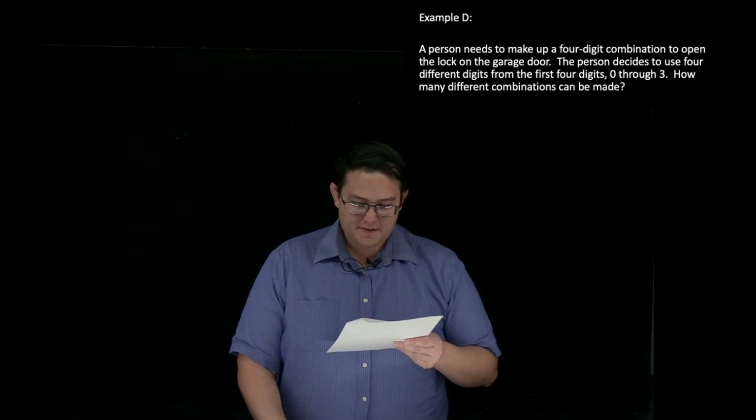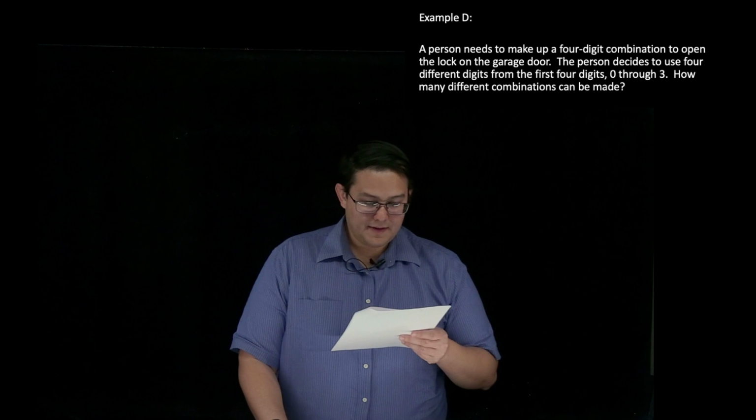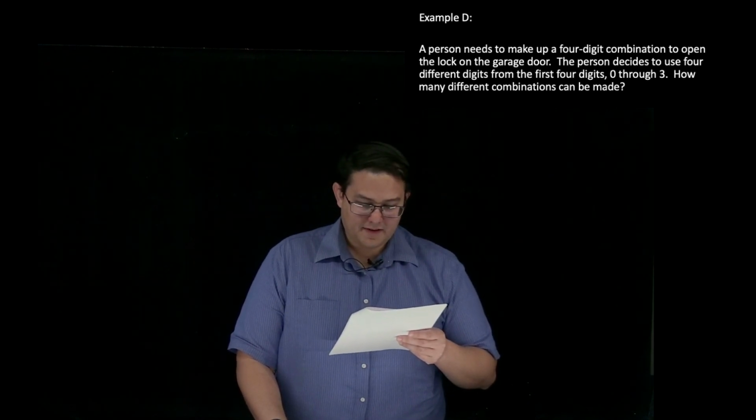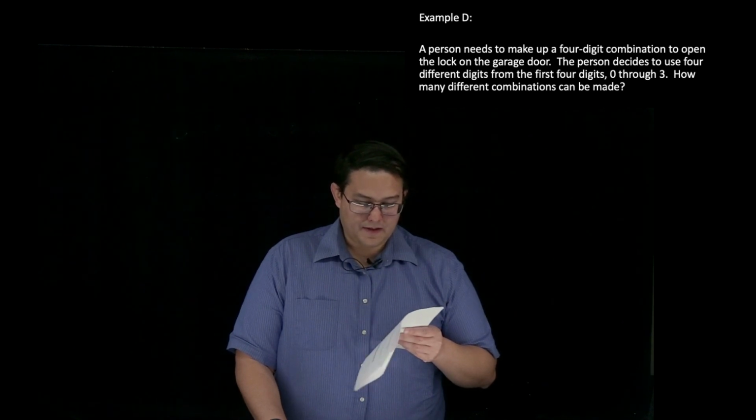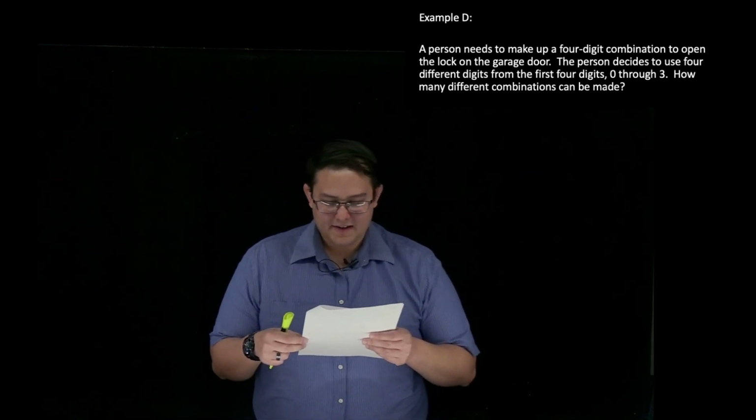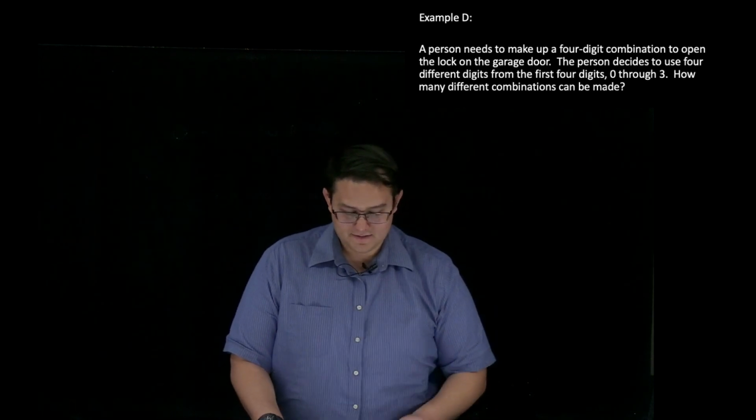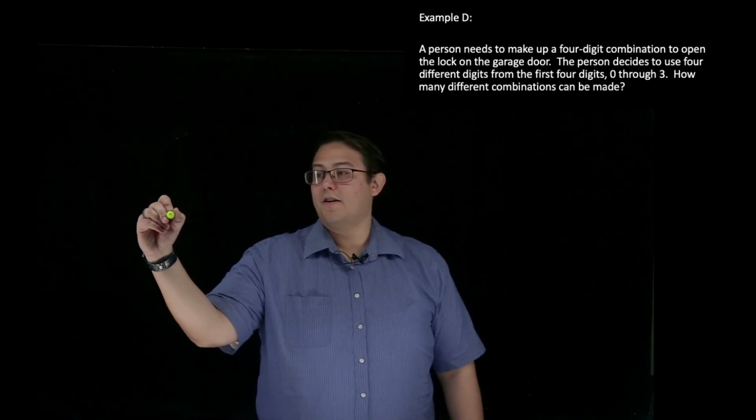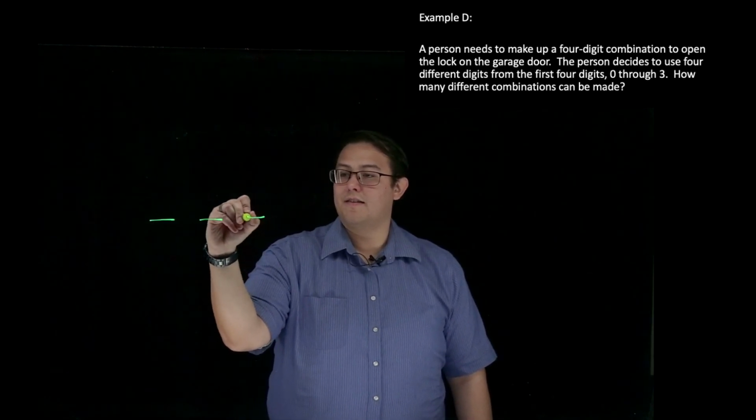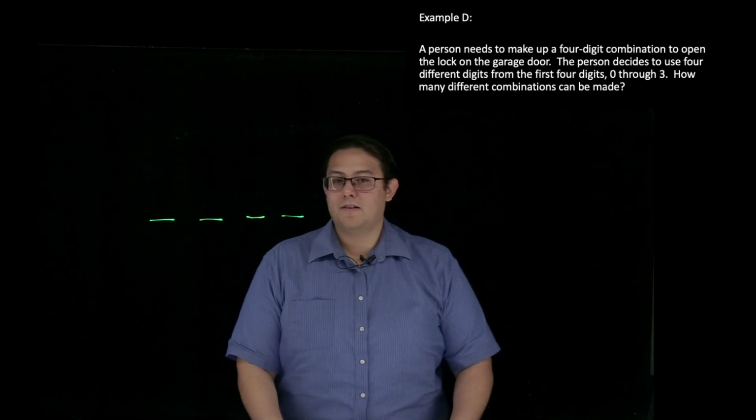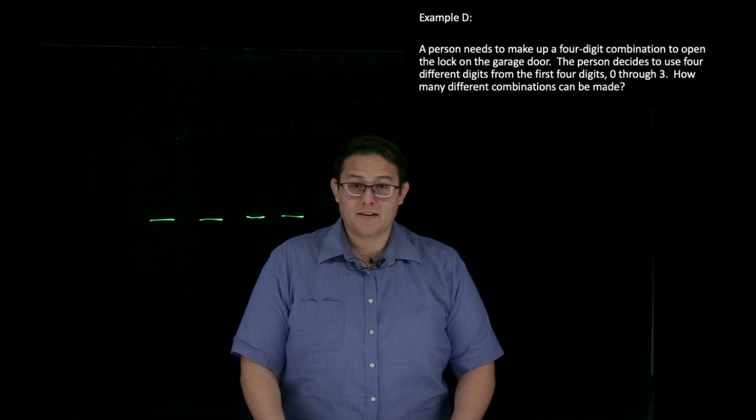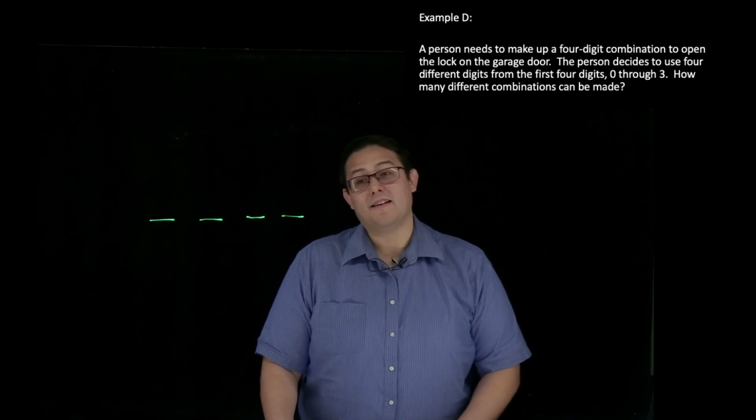All right, so for example D, a person needs to make a 4-digit combination to open a lock on a garage door. The person decides to use 4 different digits from the first 4 digits, 0 through 3. How many different combinations can be made? Okay, so we're going to have a 4-digit code. So we're going to have 4 digits. But in this example, we're not using all the digits. We're only using the digits 0 through 3. And they said it had to be different digits.